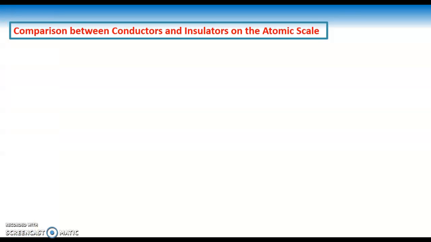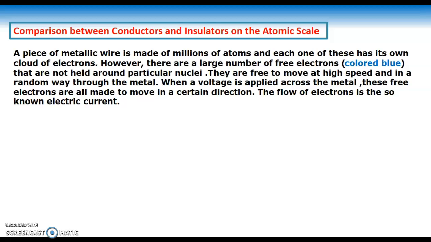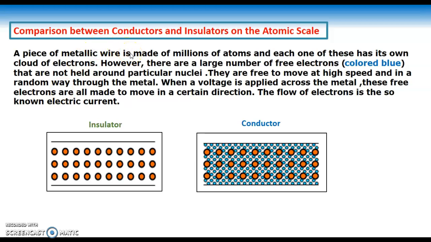For general knowledge, a comparison between conductors and insulators on the atomic scale: we know that all matter is made up of atoms whose center is a nucleus containing the protons, and whose outer or surrounding parts are electrons that rotate at different energy levels. So now, if we consider a piece of metallic wire, it is made up of millions of atoms, and each one of these has its own cloud of electrons. However, there are a large number of free electrons that are colored blue.